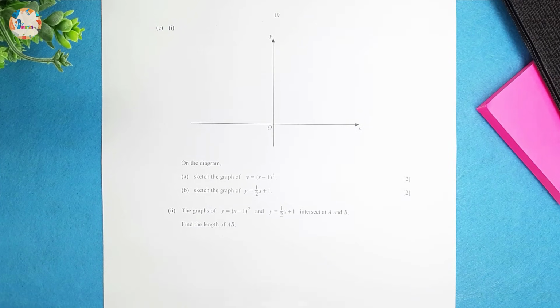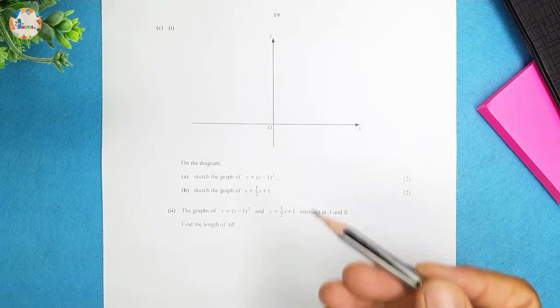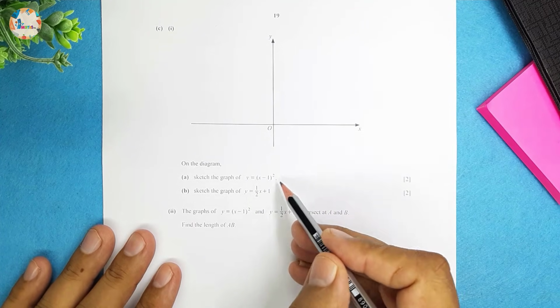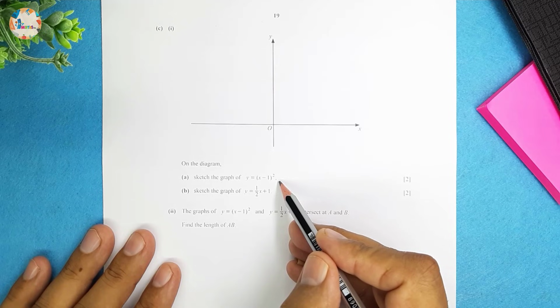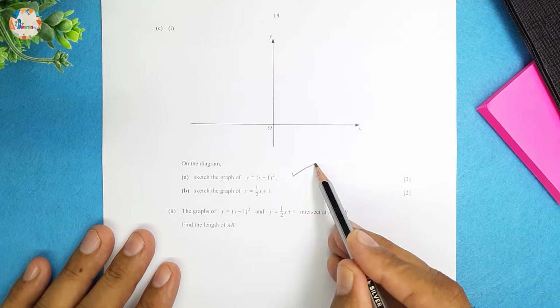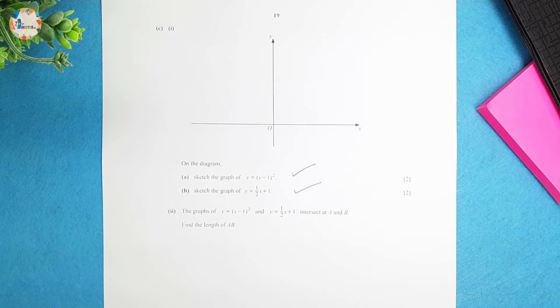Now this is part C of question number 9, which is saying this is basically the coordinate axes they have provided. On the diagram, sketch the graph of y is equal to (x minus 1)², and we have to sketch this graph and this graph on the same diagram.